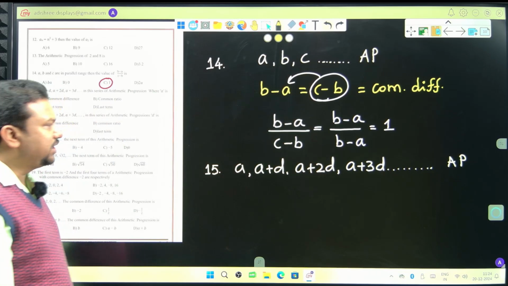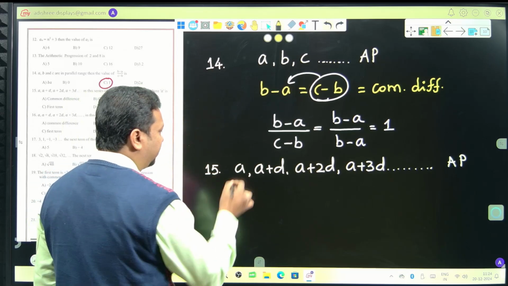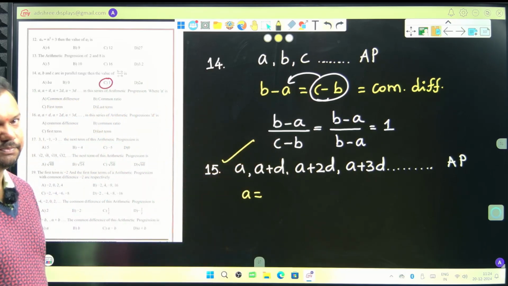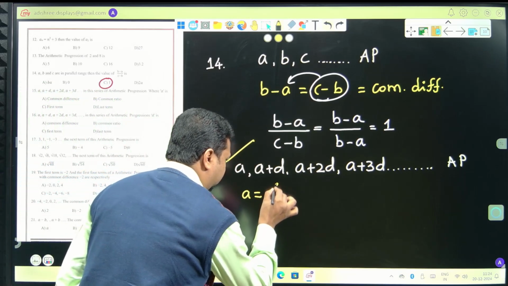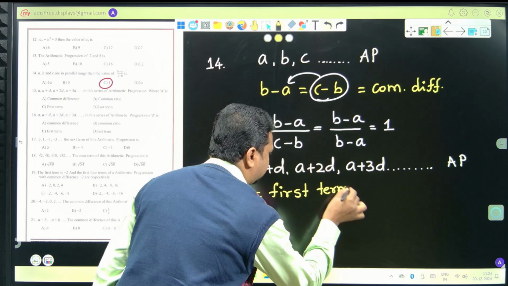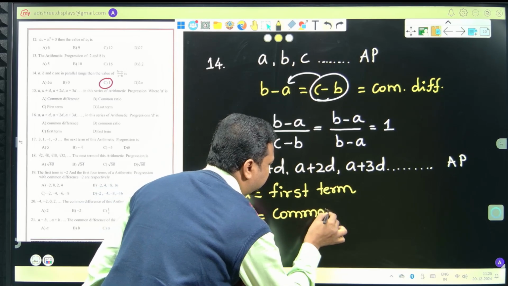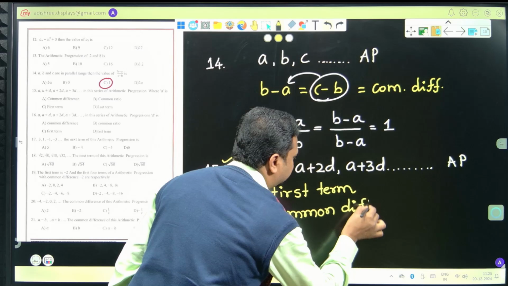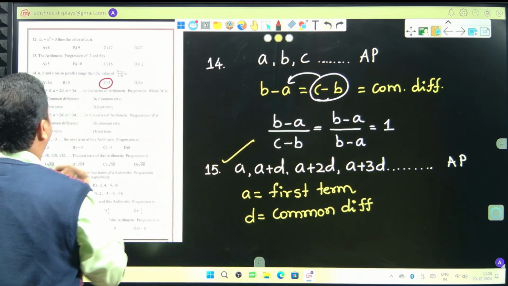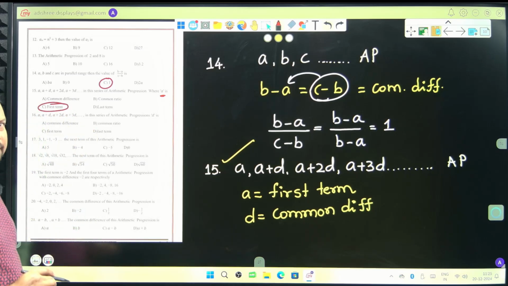So what is A in this case, they have asked. In this sequence or progression, what is the value of A? We know that this defines the general form of arithmetic progression where A is the first term and D is the common difference. Therefore, in this 15th question, they have asked where A is, so I will consider A as the first term. So that is option C.